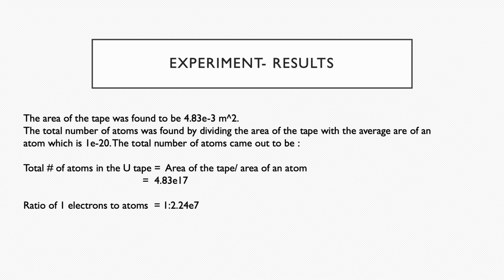Then some other results. The area of the tape was 4.83 times 10 to the power minus 3. The total number of atoms was found by dividing this area with the average area of an atom, which is 10 to the power minus 20. And that came out to be 4.83 times 10 to the power 17. And then the ratio of electrons to atoms was found as follows.